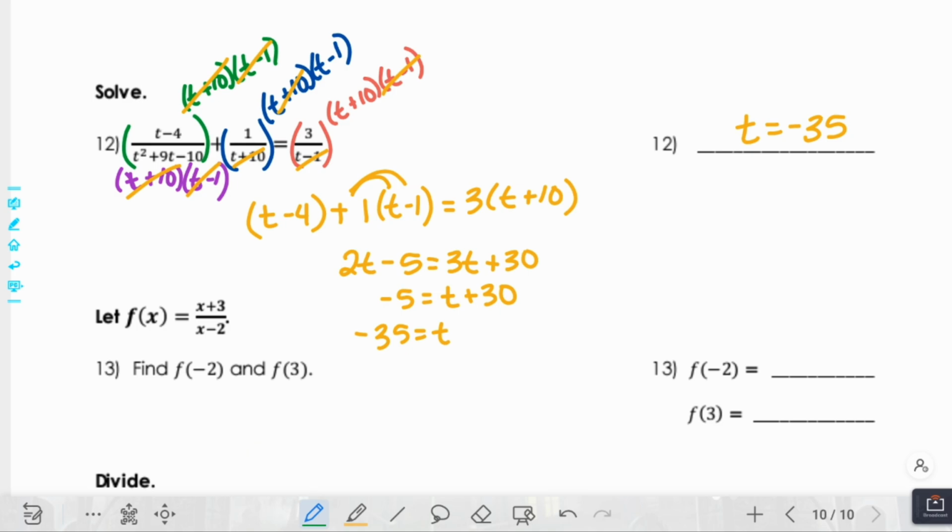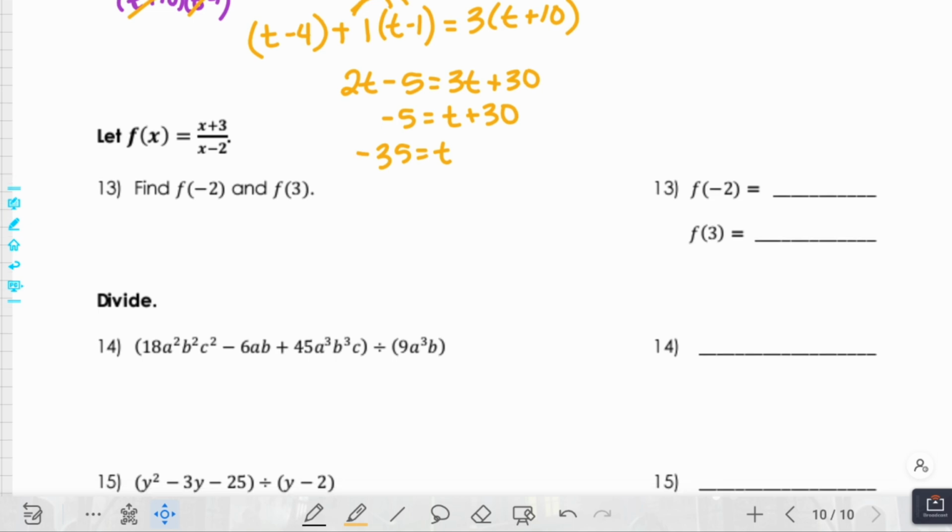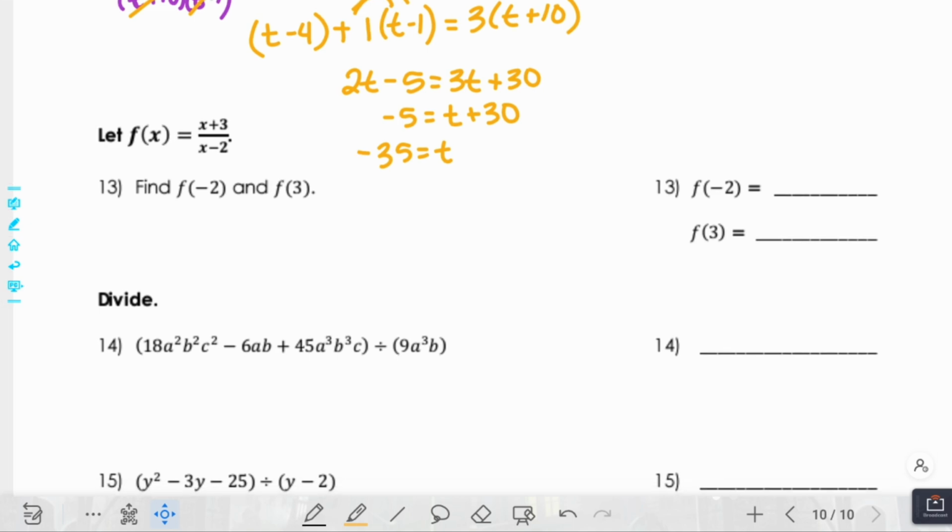For number 13. Number 13, when you're looking for f of negative 2 and f of 3, you're just plugging in and evaluating. So f of negative 2 means I've got negative 2 plus 3 over negative 2 minus 2. That's going to give me 1 over negative 4, which is the same thing as negative 1/4 if you want to put the negative out front.